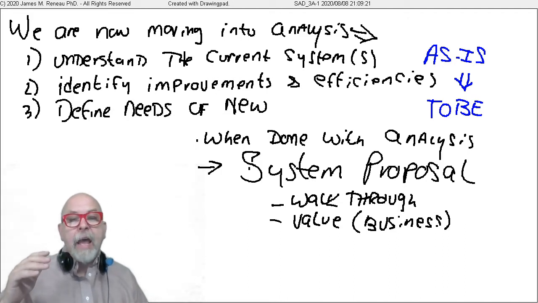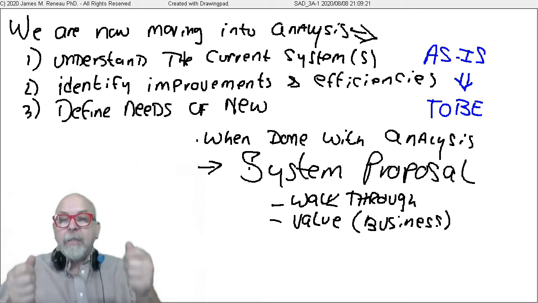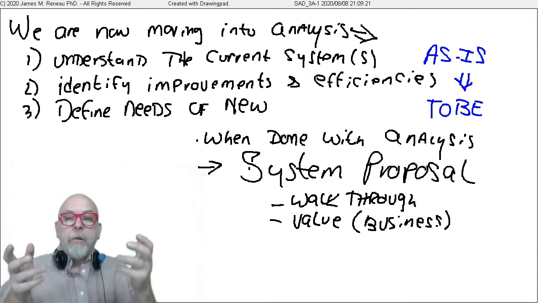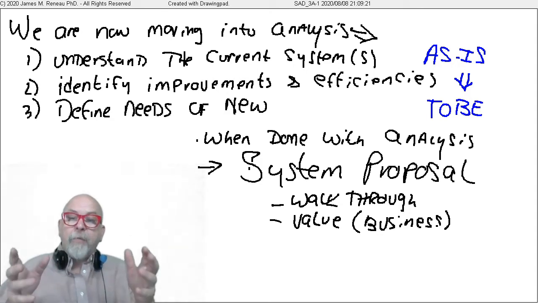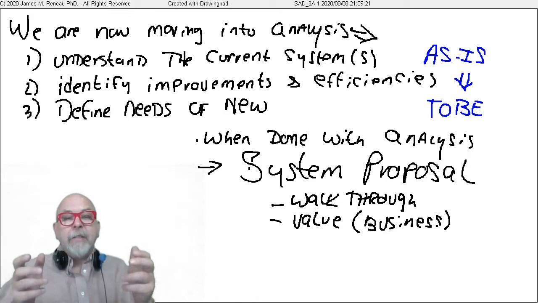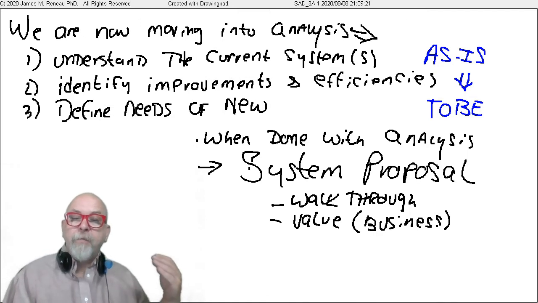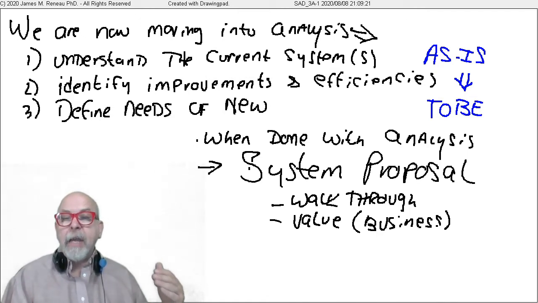When we're done with the analysis phase, we should have in our hands a system proposal, a formal, written, defined systems proposal, if we're following the systems development lifecycle. In that should be some walkthroughs, and a clear value for the business has to be delineated, argued, and defined in this systems proposal.